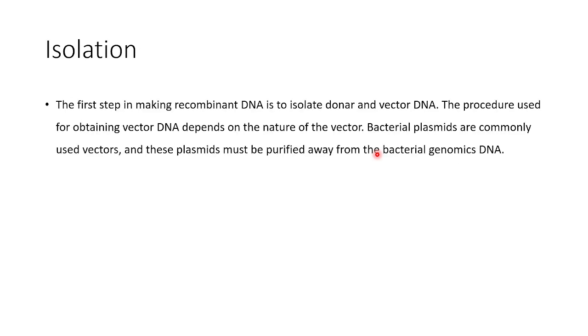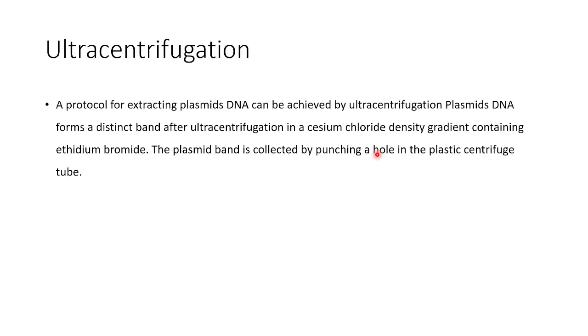Now we isolate it. The first step in making the recombinant DNA is to isolate the donor and the vector DNA. The procedure which we use for obtaining the vector DNA depends on the nature of the vector. Now the bacterial plasmids are the commonly used vectors, and these plasmids must be purified from the bacterial genomic DNA. So this is the process of your isolation.